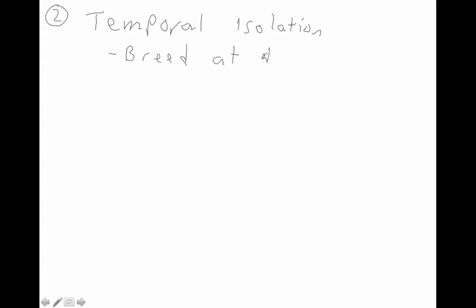Our next example would be temporal isolation. So let's write that up here. All right, let's talk about our second one here. And this second one is temporal isolation. Temporal isolation means that two different populations have different breeding times. Okay, they breed at different times.